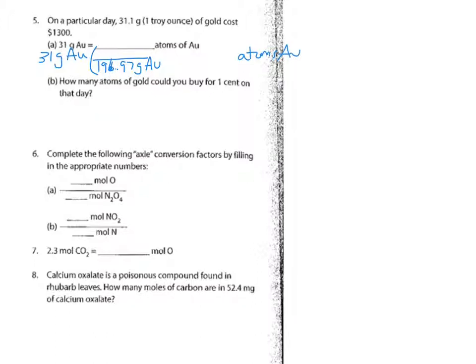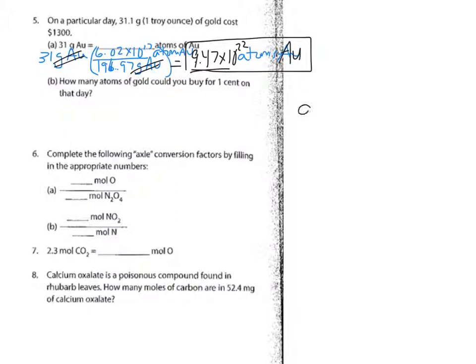So I can cancel grams of gold, and on the top of this fraction I can either put 1 mole, or I could put the equivalent number of atoms, which is what I want, 6.02 times 10 to the 23rd atoms of gold. That way, grams of gold will cancel grams of gold, and I'll find out that 31 grams of gold is equal to 9.47 times 10 to the 22 atoms.